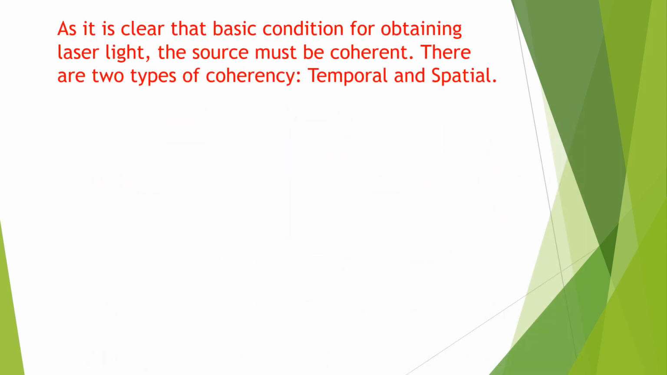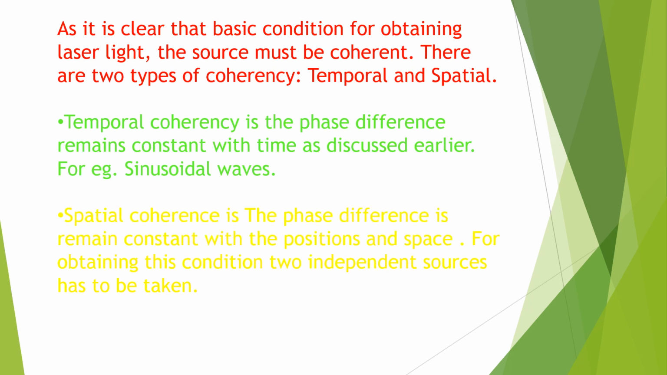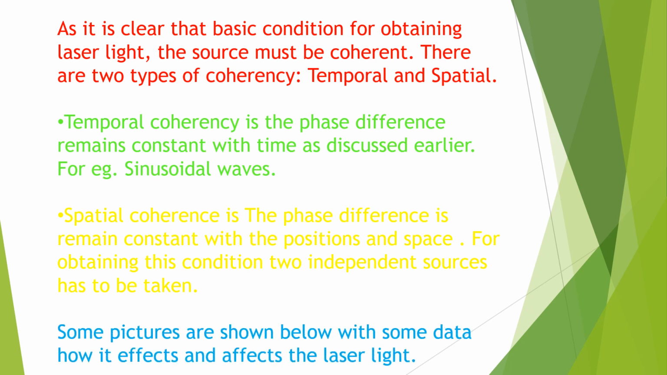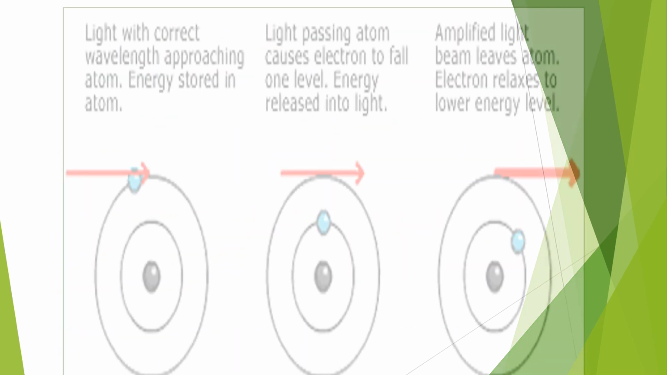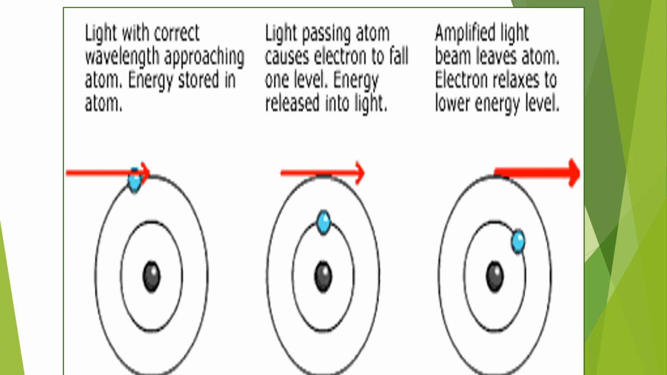From the diagram, the characteristics which come out, which we have already discussed, are spatial and temporal coherency. The definitions of temporal and spatial coherency are mentioned here. We can also understand this same thing with this diagram. You can see the atomic structure given when emission occurs, so that arrow becomes much broader. It means amplification occurs here.